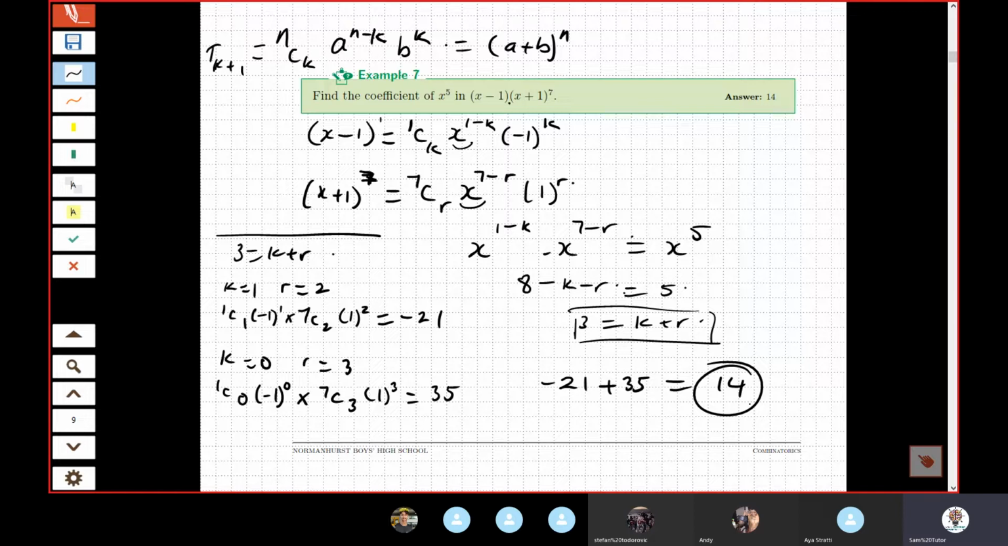Who is completely lost now? Well, do you guys get it? Yeah, it makes complete sense. I just don't know how you got the cases for k and r, the 1 and 2 and 0 and 3. Okay, that's fair enough. That's fine. I can explain that. That's easy. Do you understand why I'm adding it, actually? Yeah, that's the bit I don't get, why you have to add it.